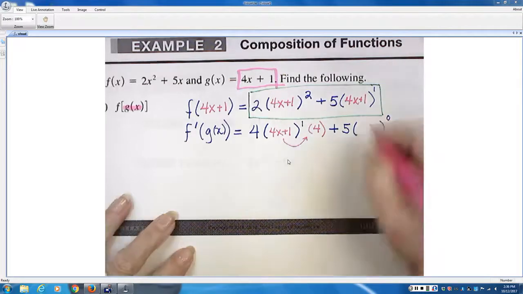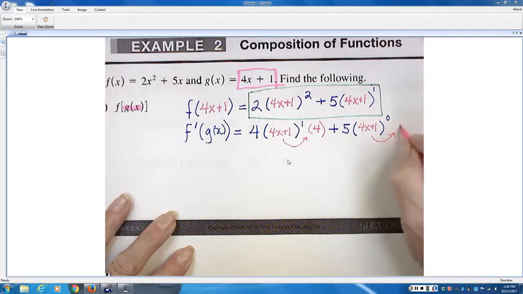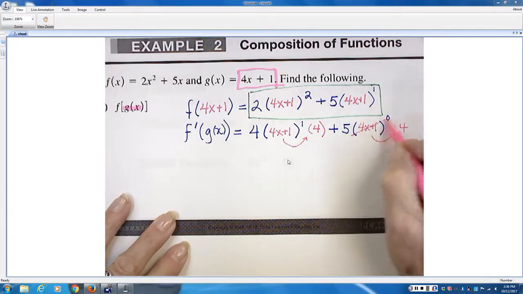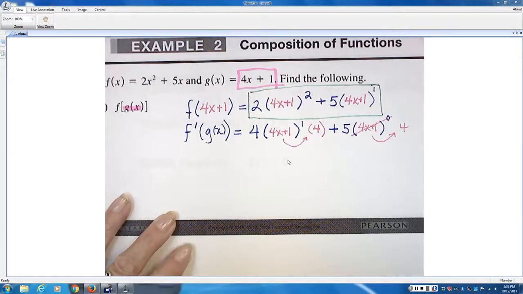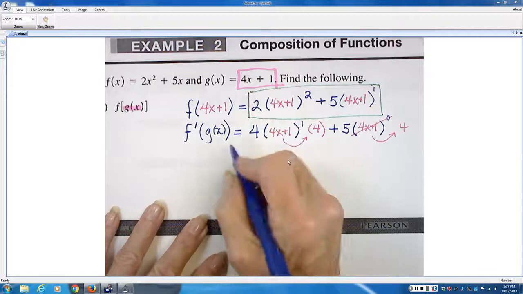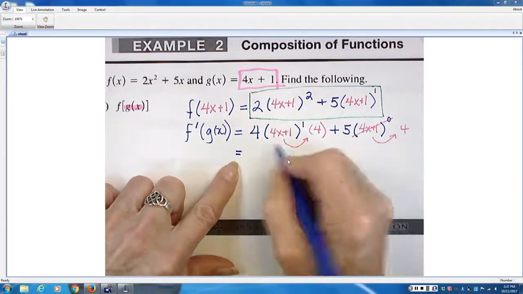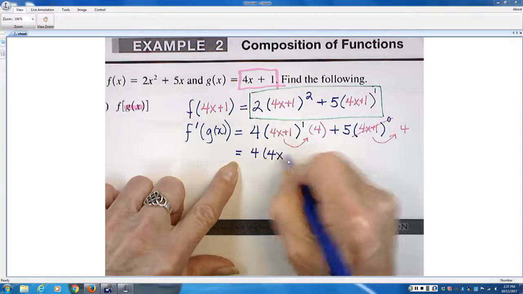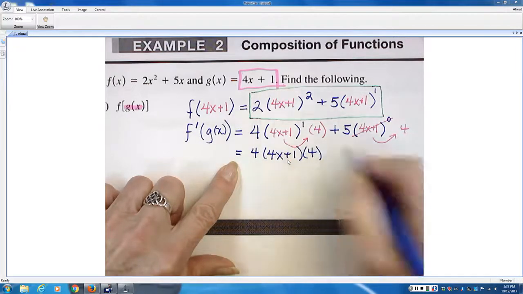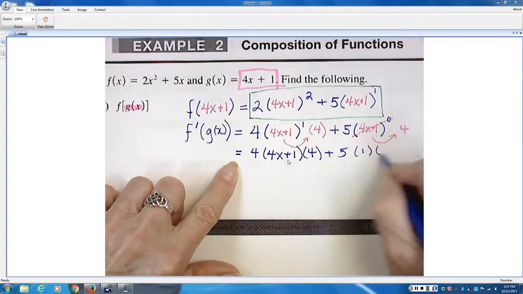So regardless of the fact that 4x plus 1 has a derivative of 4, what does this become? That becomes 1. Anything to the 0 power is 1. Okay? So the simplification here, and I am going to simplify this one because I'm going to show you how we know it's right. Sometimes you can actually verify that it's right. To simplify this completely, we have 4 times 4x plus 1 times 4 plus 5 times 1 for that times 4.